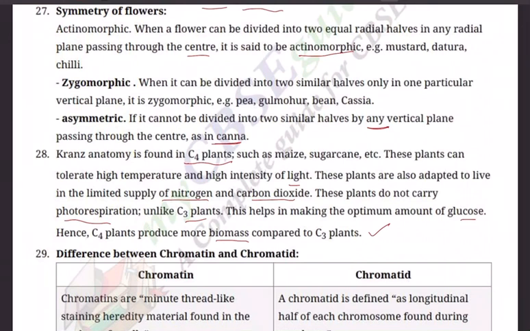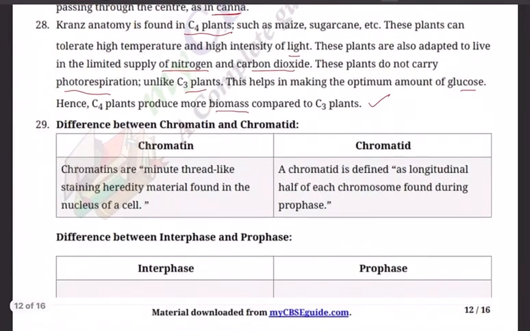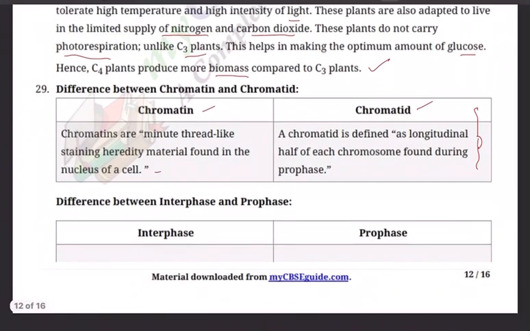Next, we go to question number 29. Differentiate between chromatin and chromatid. So always when asked to differentiate, I advise you to put a table. So one side chromatin, another side chromatid. Chromatin is minute thread-like stainable hereditary material found in the nucleus of the cell, whereas chromatid is defined as longitudinal half of each chromosome found during prophase. So in a chromosome, as all of you know, there will be 2 threads, and if there is one thread, that one thread is a chromatid.